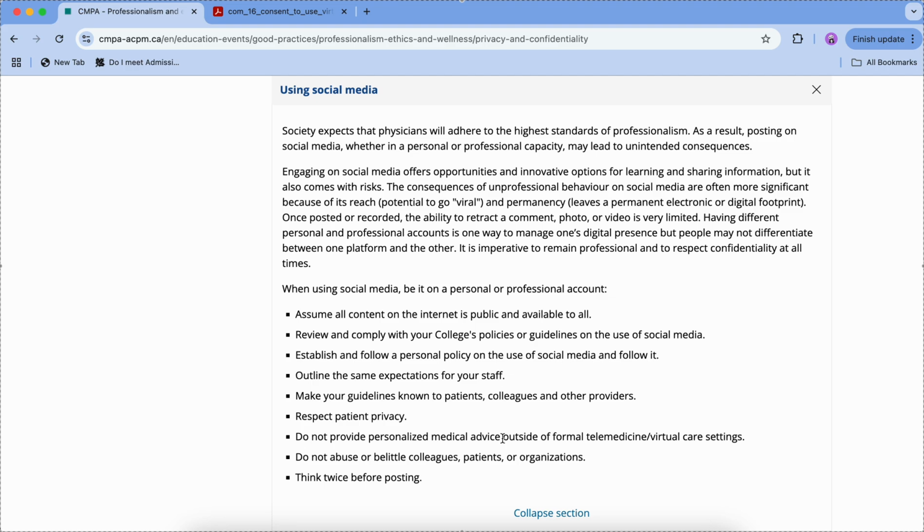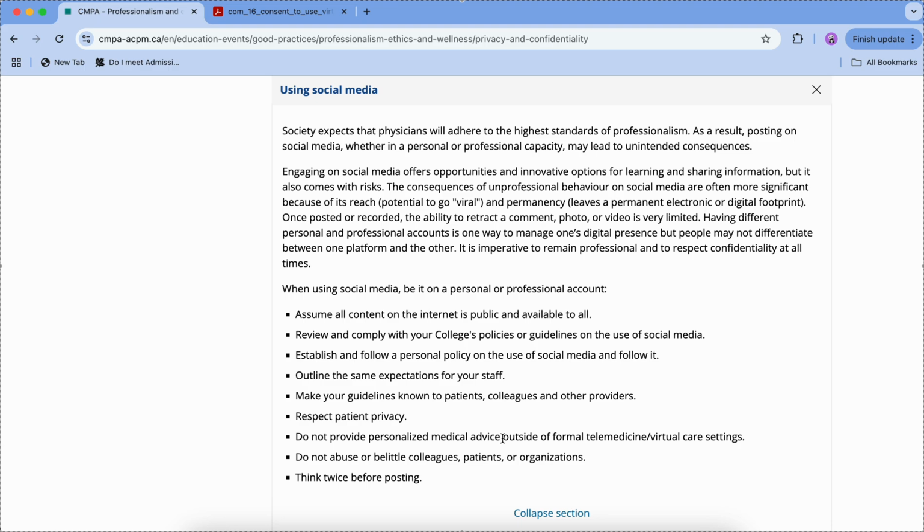Using social media, society expects the physician will adhere to the highest standard of professionalism. As a result, posting on social media, whether in a personal or professional capacity, may lead to unintended consequences. Engaging on social media offers opportunities and innovative options for learning and sharing information, but it always comes with risk. The consequences of unprofessional behavior on social media are often more significant because of its reach, potentially to go viral, and permanency, leaving a permanent electronic or digital footprint. Once posted or recorded, the ability to retract a comment, photo, or video is very limited. Even though you delete it, someone already saved it in their phone. Even though you remove the comment, someone already read that.